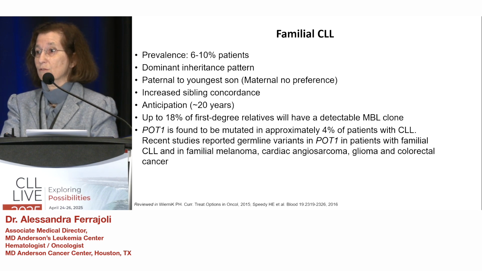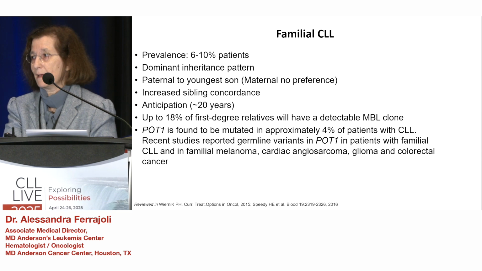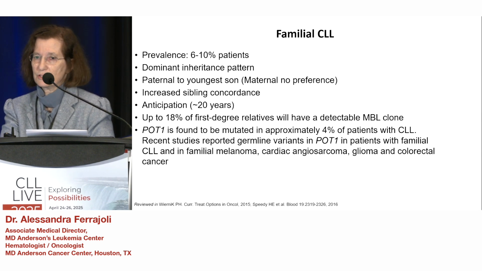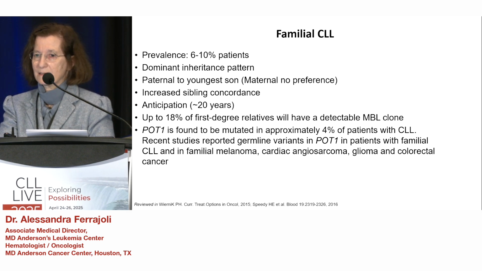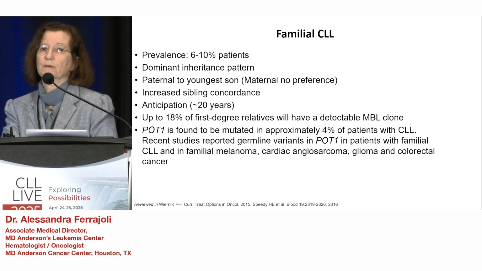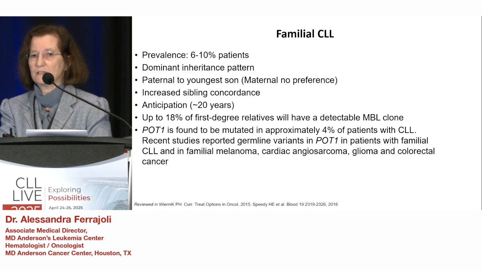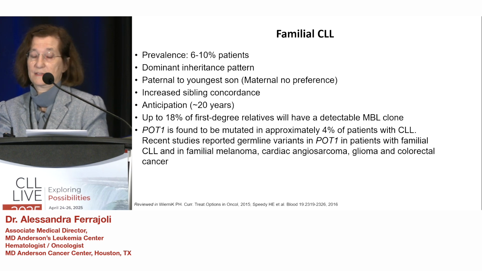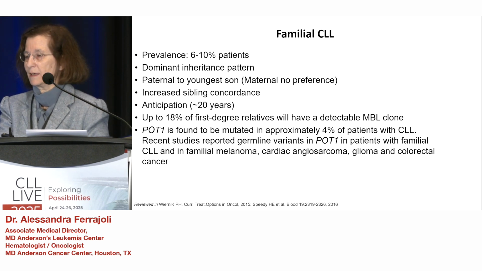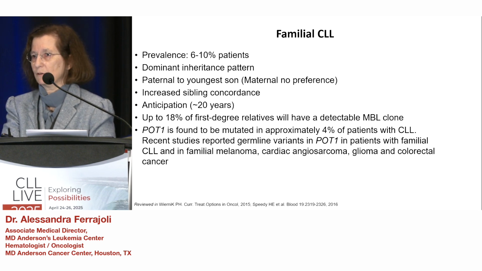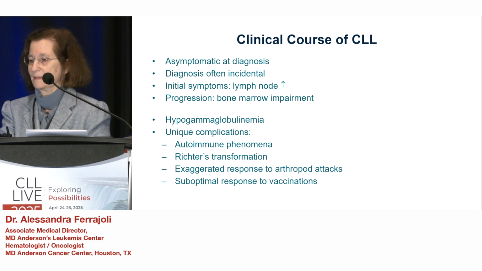Often in family members you can find a small clone, what we define as the MBL clone, and there is a condition that was reported, POT1, which is a familial predisposition syndrome for cancer, where among the unique types of cancer that you see with this condition, there is also an increase of CLL. And this can be identified on genomic testing. We actually do have a leukemia predisposition clinic where we refer patients with CLL for genomic studies.